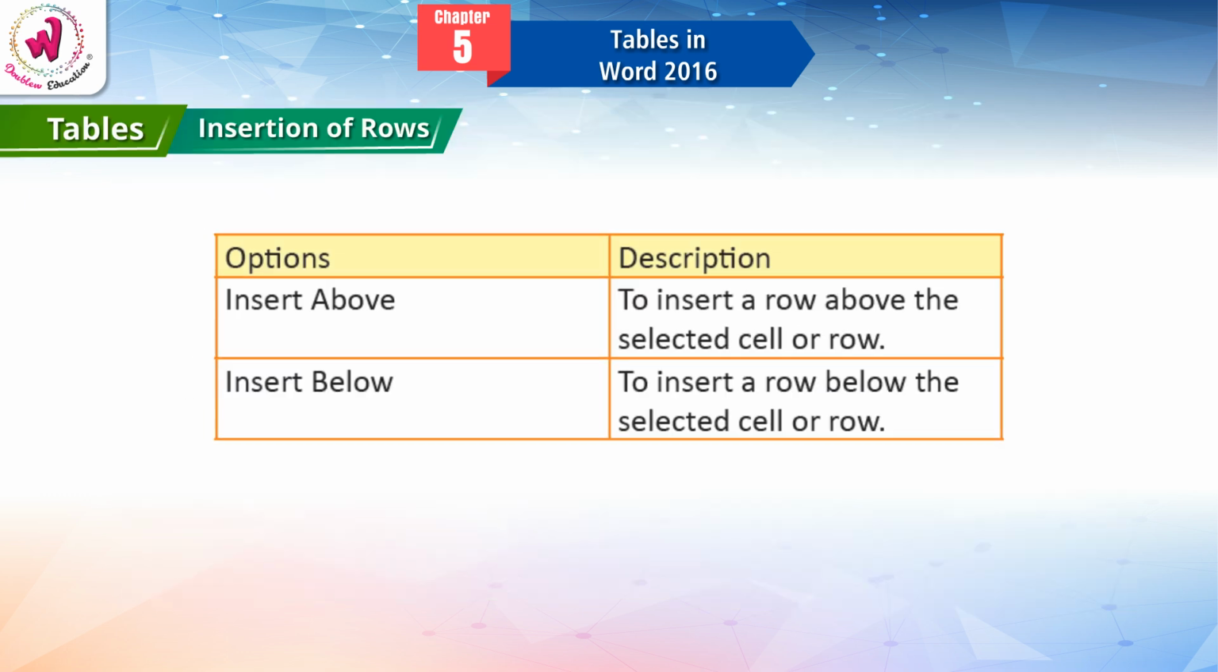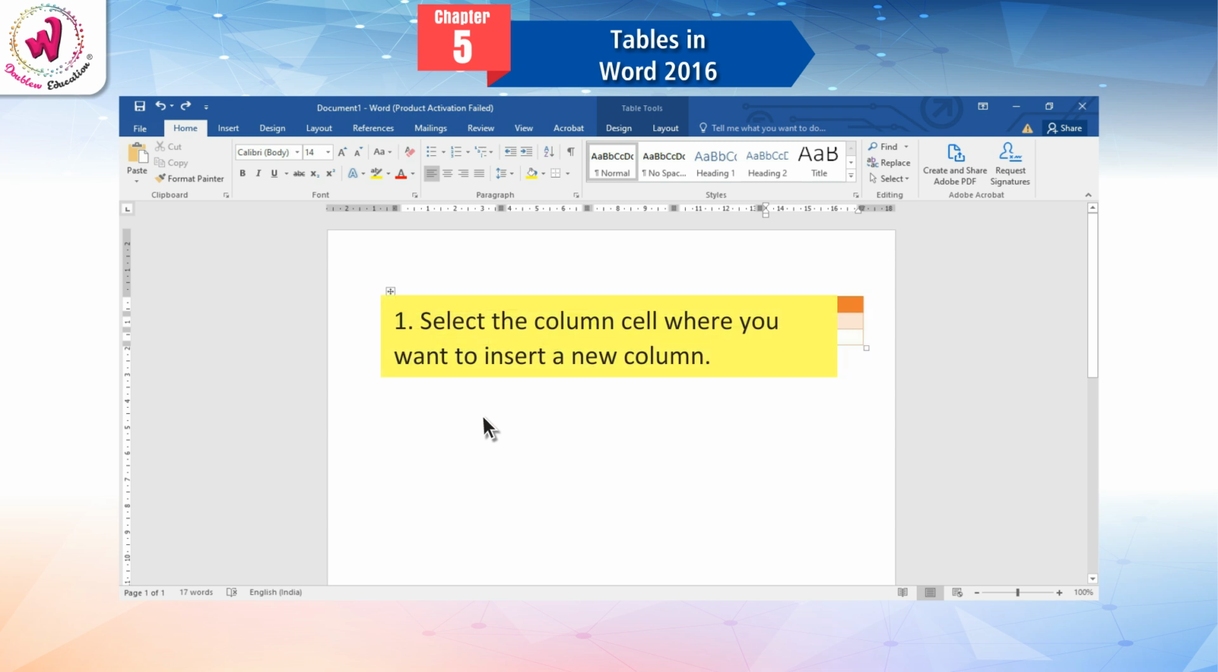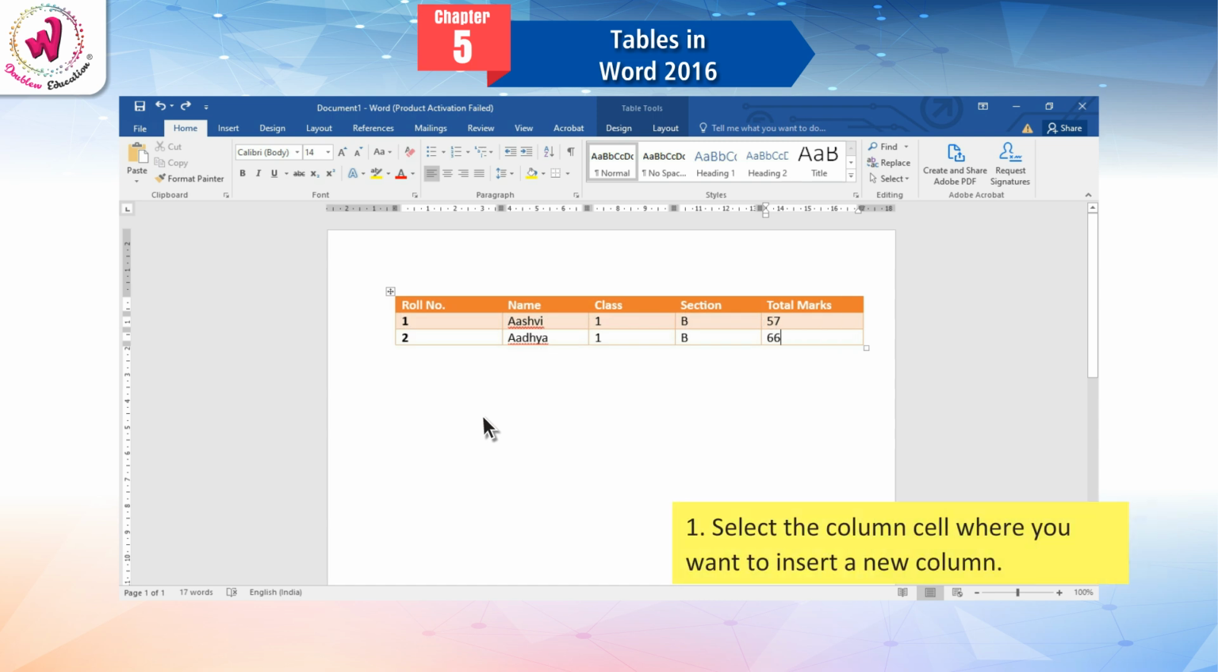Insert above. To insert a row above the selected cell or row. Insert below. To insert a row below the selected cell or row. Insertion of columns. The steps to insert column or columns in a table are as follows.